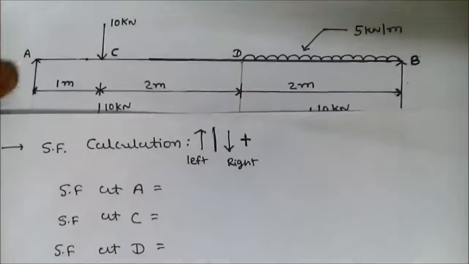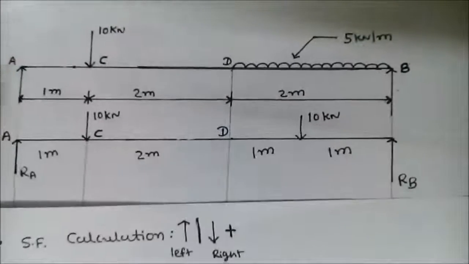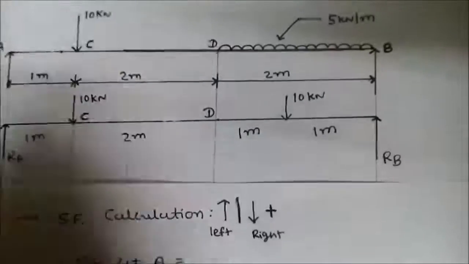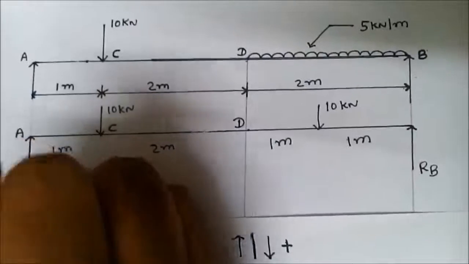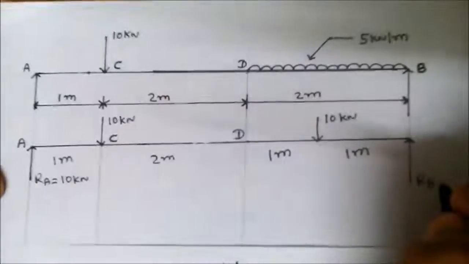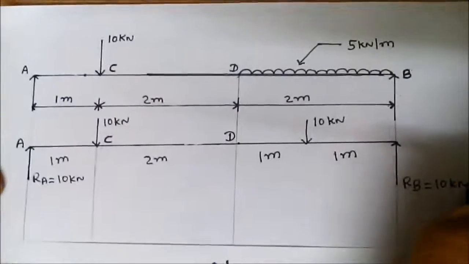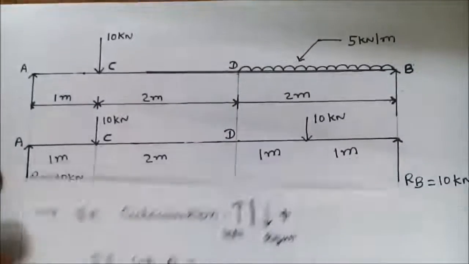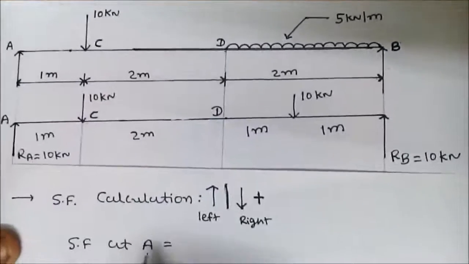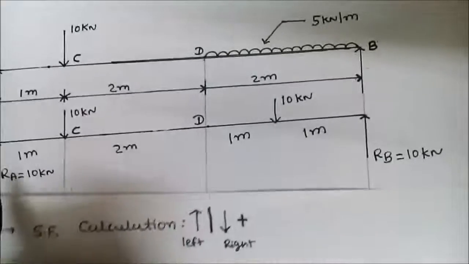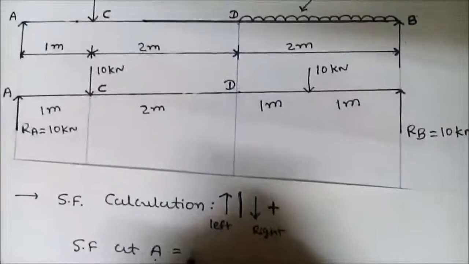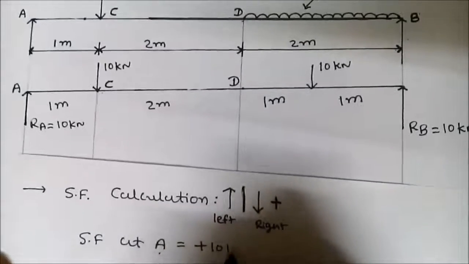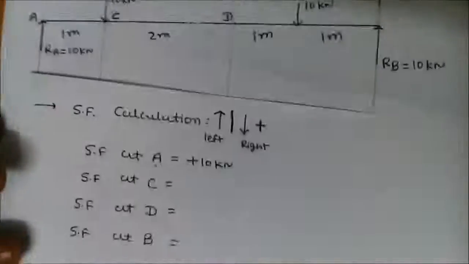So at point A, there is one reaction. So RA we get 10 kilonewton. So here we write 10 kilonewton and RB also we get 10 kilonewton. So RB is equal to 10 kilonewton. So at A point the reaction goes in upward direction.